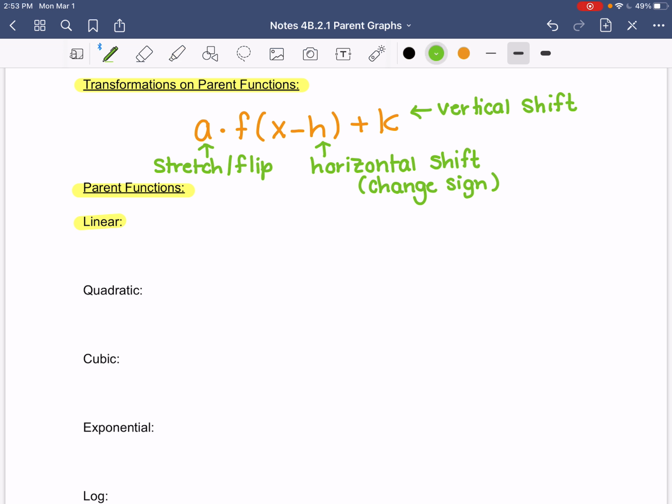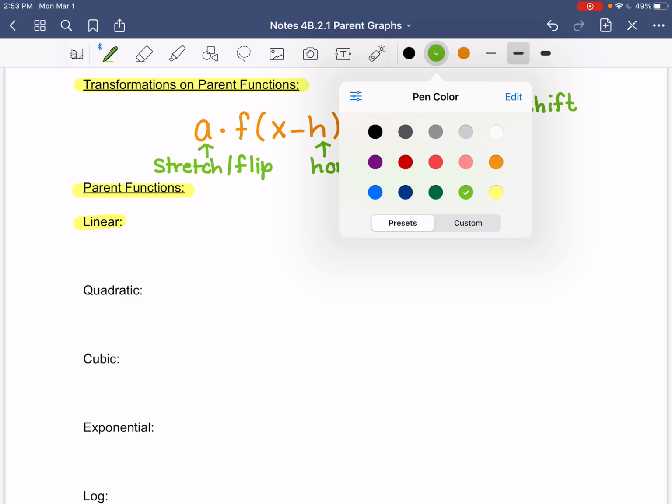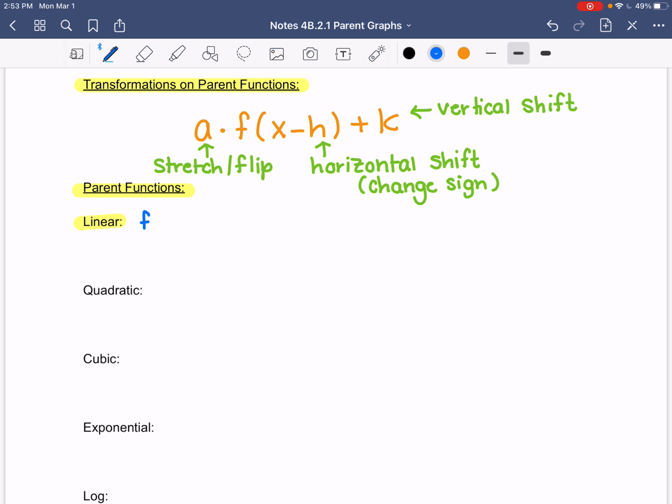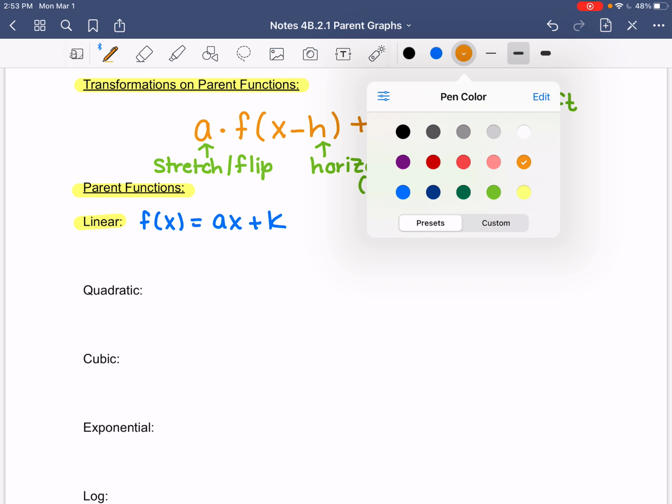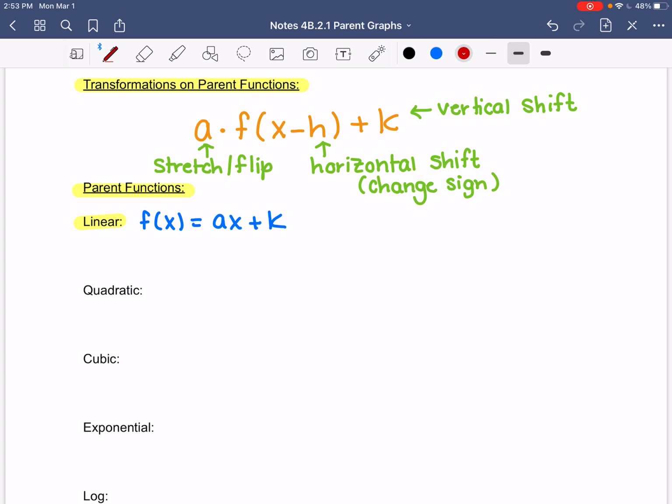So the first one is linear. The parent function for a linear equation is f of x equals ax plus k. I know we normally use y equals mx plus b, but today the a is normally your slope. That's like your stretch. It changes it. It could flip it if it's negative. And then k is your vertical shift. So that's what moves it up or down to its y-intercept. So a linear equation just looks like a little line.